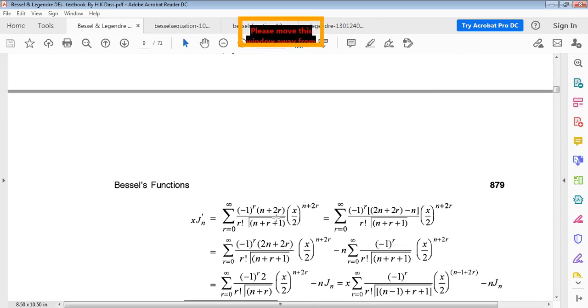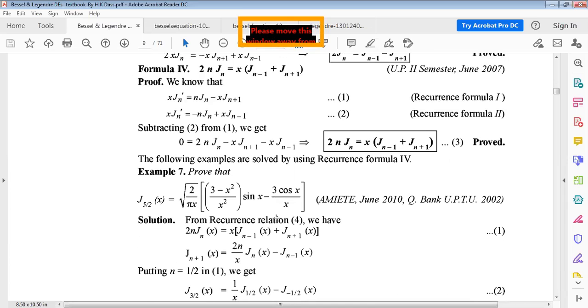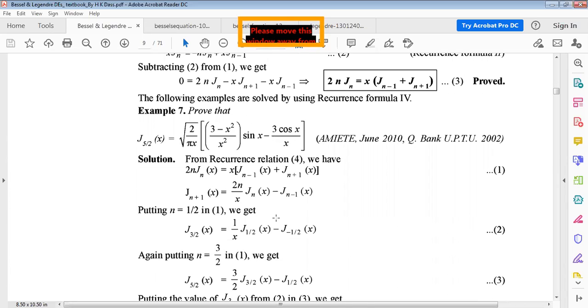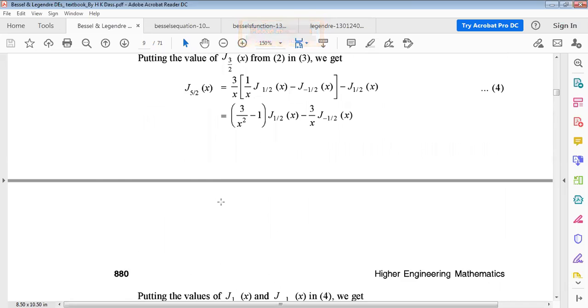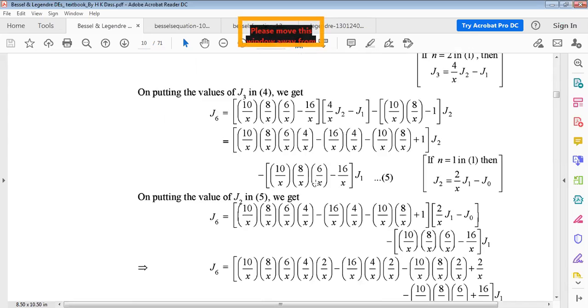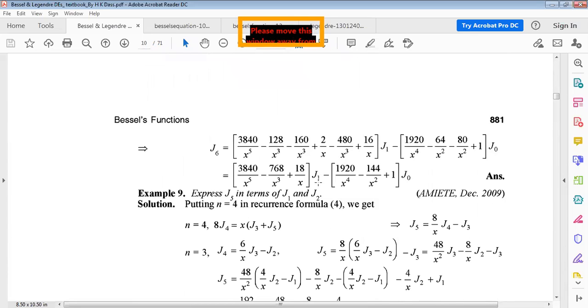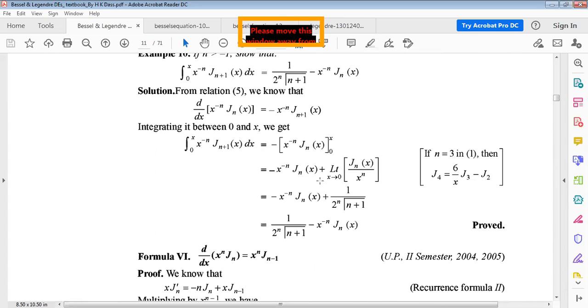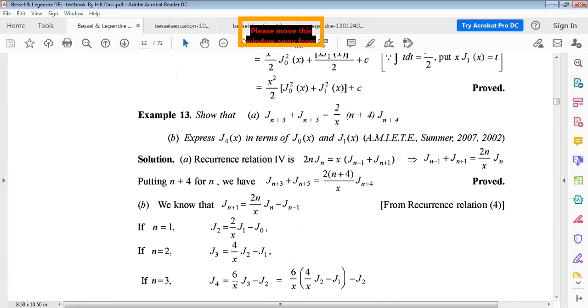So try it at home, 1, 2, 3, same procedure, same way. You can prove this, example 7, Z 5 by 2, just putting n equals 5 by 2 in the Bessel function. Now express Z6 in terms of Z0 and Z1. You'll try it at home. I am going to another function.